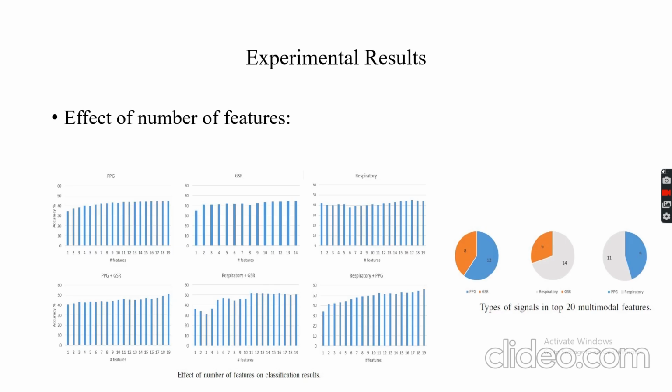The number of features also has a great impact in view of IoT. So we calculated the results with different numbers of features, and results are shown in the table that you can see. We also calculated the number of features from each signal in the combination method, and the results are shown in the circular table. In the circular table, we can see respiratory signal has more effect in the classification of stress level compared to the two other signals.